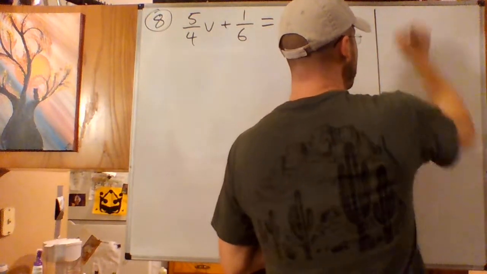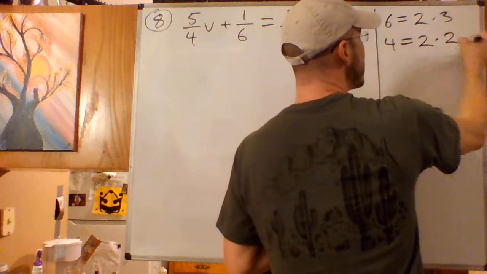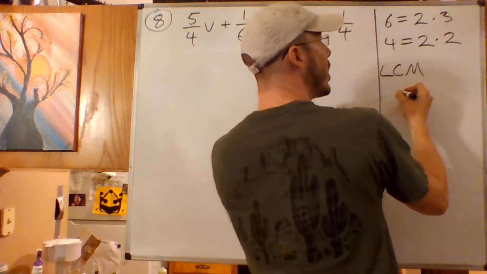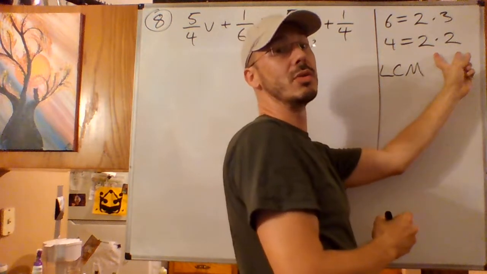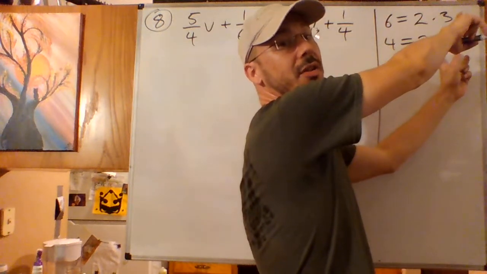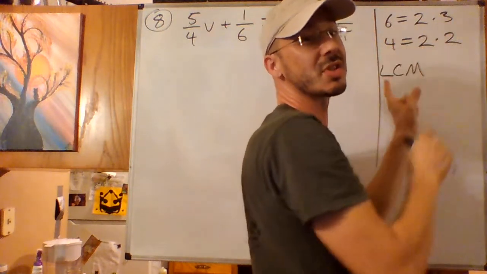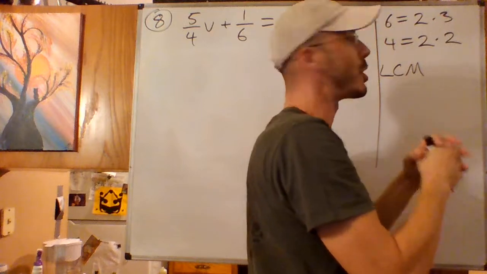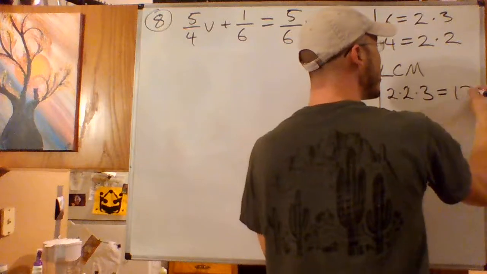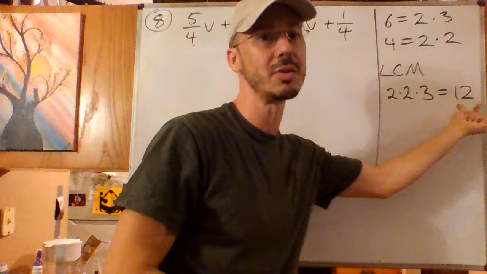6 is 2 times 3, and 4 is 2 times 2. So my least common multiple has to have 2 factors of 2, and also a factor of 3. 3 factors of 2, it's still a common multiple, it's just not the least common multiple, and I want to keep the numbers small if possible. So the LCM is 2 times 2 times 3, which is 12. And it's not a big factoring task, so I'm just going to use 12.